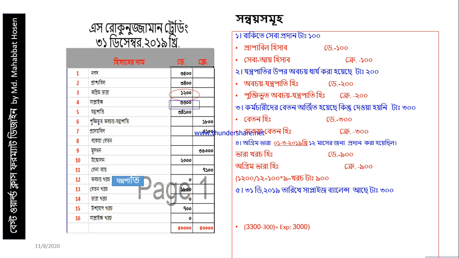So what will be the adjusting entry? Supplies expense debit, and supplies is an asset, so supplies will be credit. By how much amount? 3,000. So again I would like to repeat.